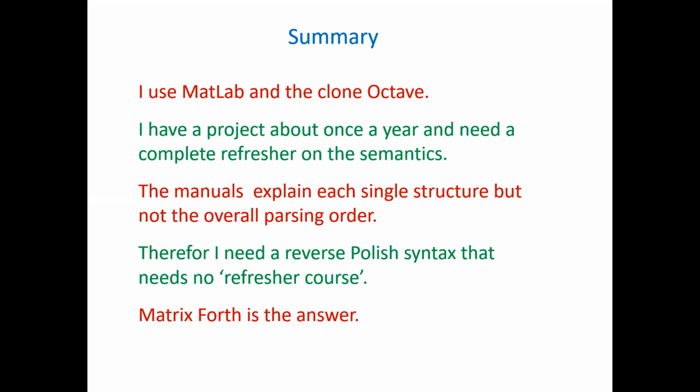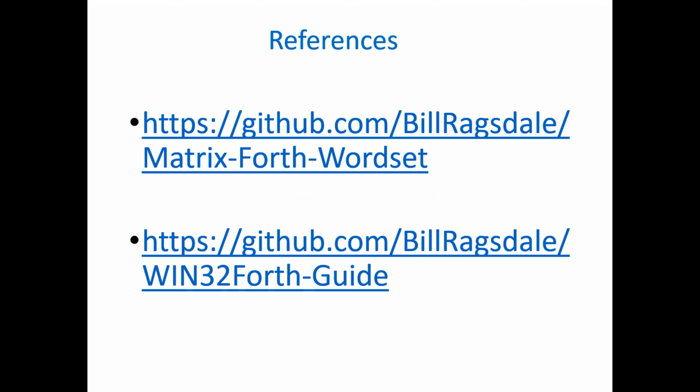So as I said, I have this project once a year. The learning curve is too steep, or rather the relearning curve. Manuals help, but they are not definitive. And therefore, the key part is I want a reverse Polish syntax that needs no refresher course. The idea is you will know exactly what's happening because you see the order of the Forth words, and that will explain exactly what's going on step by step. And the answer is matrix Forth. So here are my references.